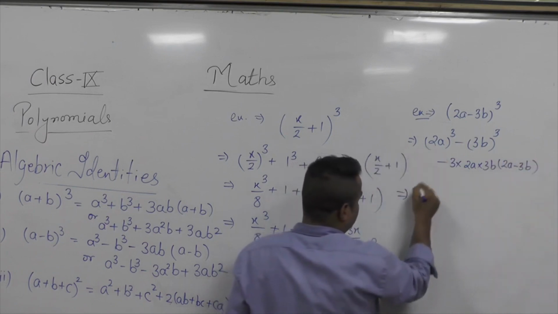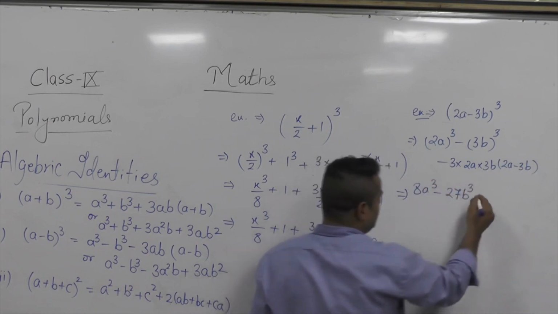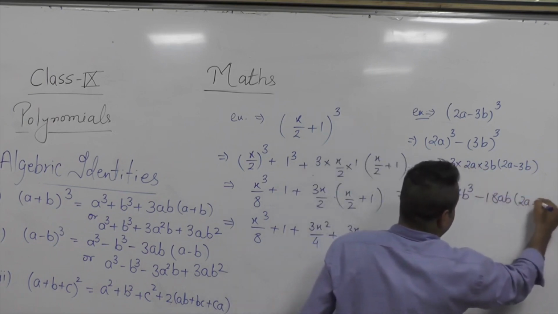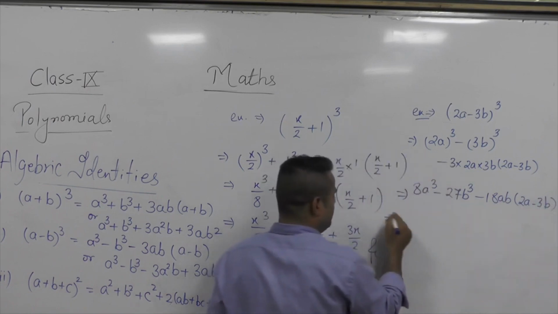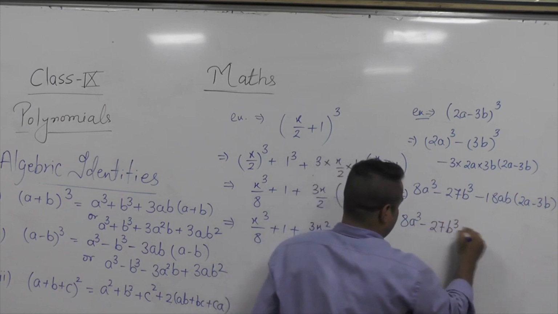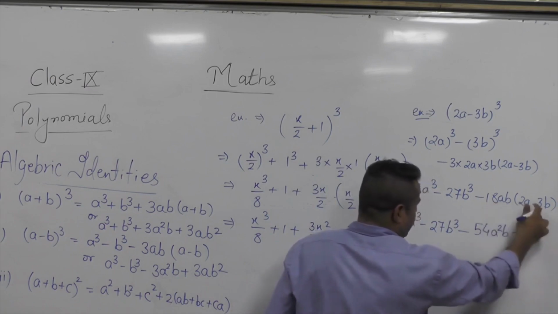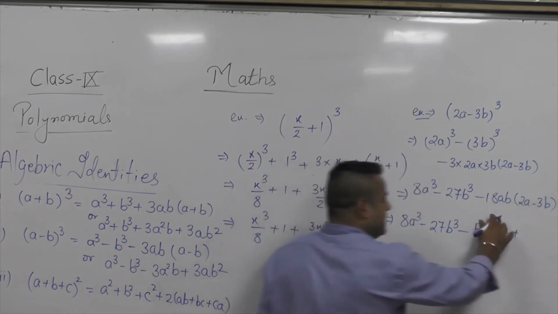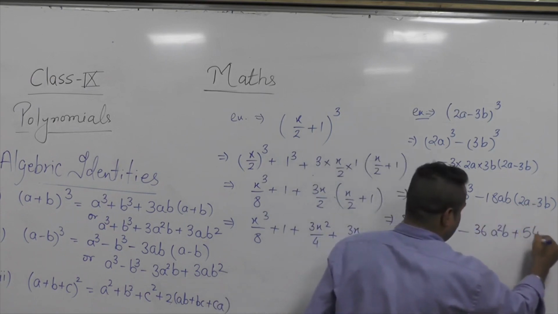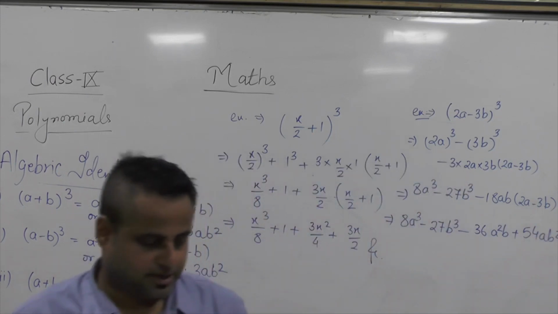Now 2a cube is 8a cube, minus 3 cube is 27b cube. Then 3 times 6 is 18ab, 2a minus 3b. Now we are multiplying 18ab to 2a minus 3b. 8a cube minus 27b cube minus 18 times 3 is 54a square b, minus minus plus 18 times 2 is 36, 18 times 3 is 54ab square, and that's how we apply the sixth identity there.